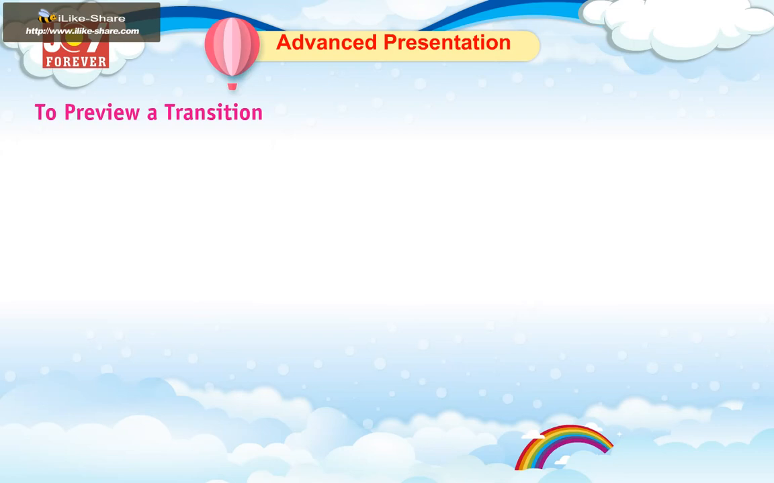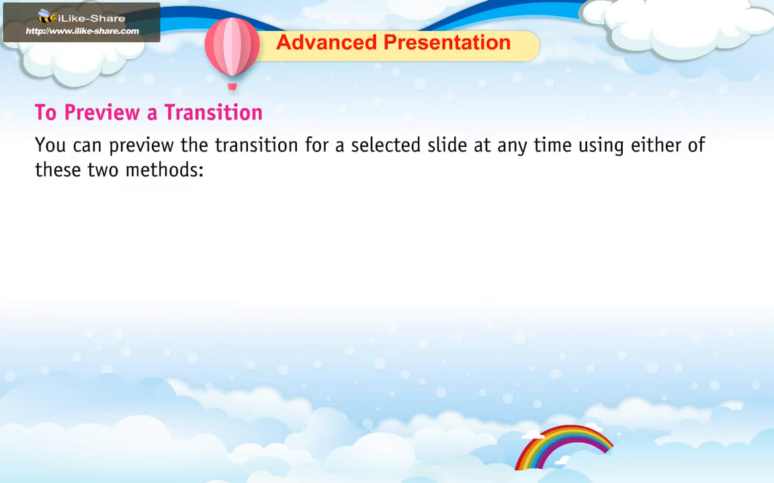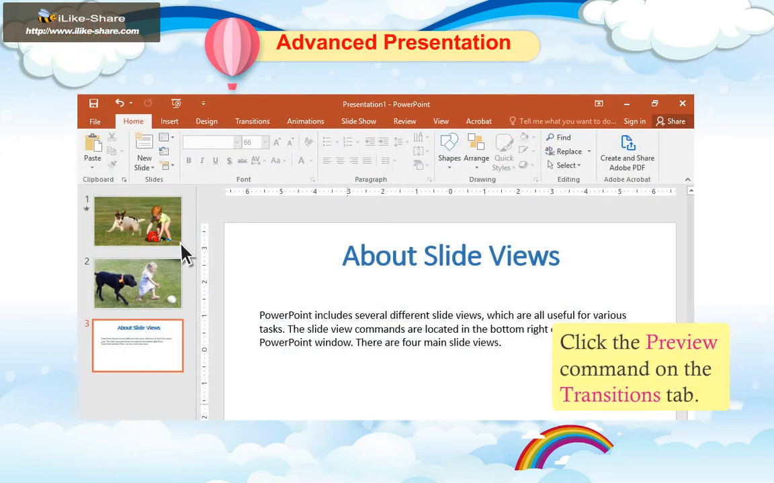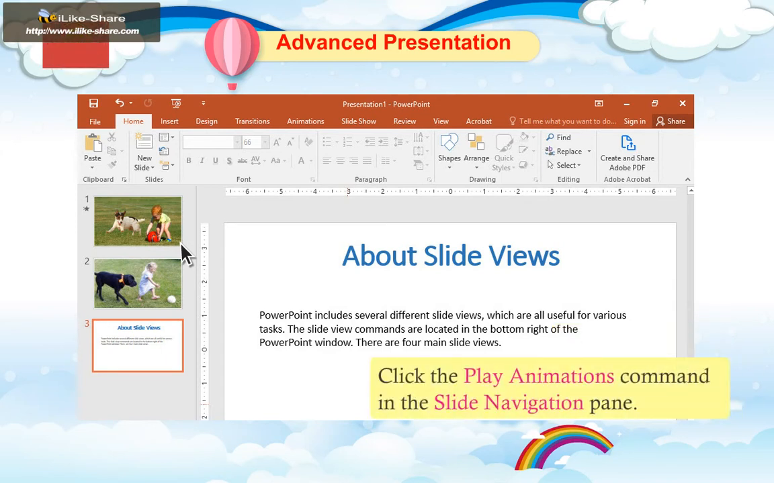To preview a transition, you can preview the transition for a selected slide at any time using either of these two methods. Click the Preview command on the Transitions tab. Click the Play Animations command in the slide navigation pane.